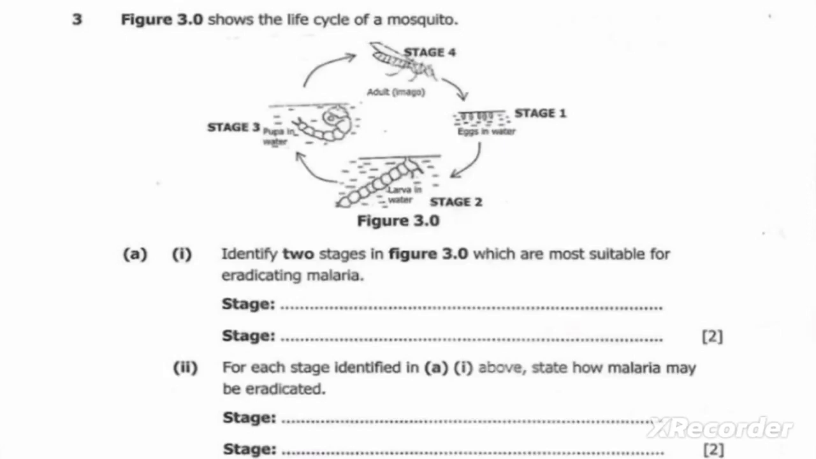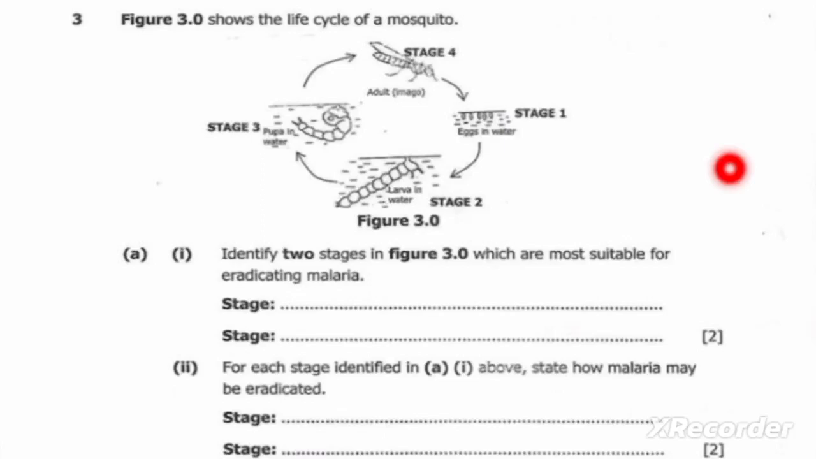Question 3, the question reads, Figure 3.0 shows the life cycle of a mosquito. So we are given the life cycle of a mosquito here, and we can see stages: stage 1, stage 2, stage 3, and stage 4. Okay, the question continues. Question 3a, Roman numeral 1.